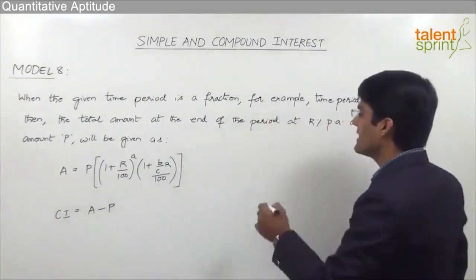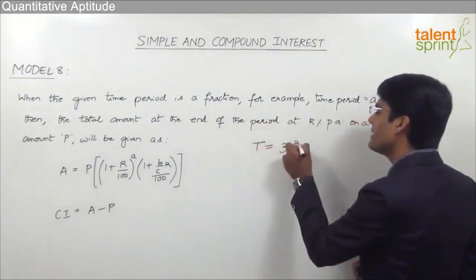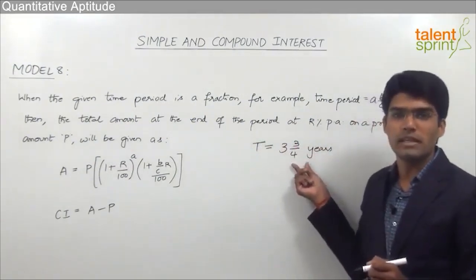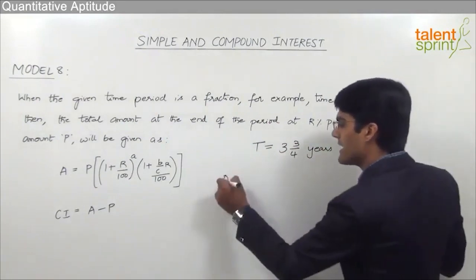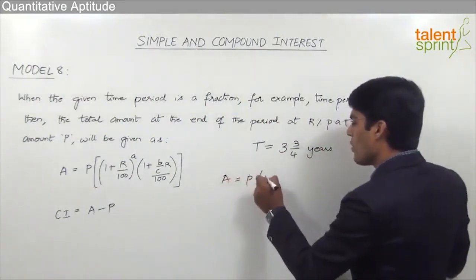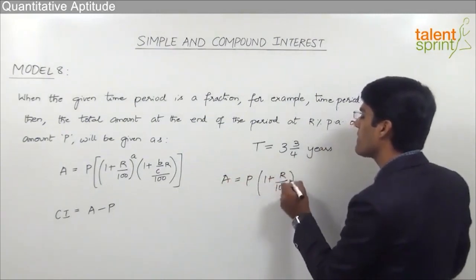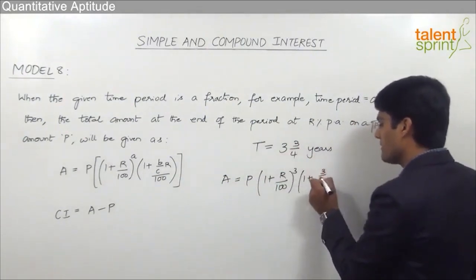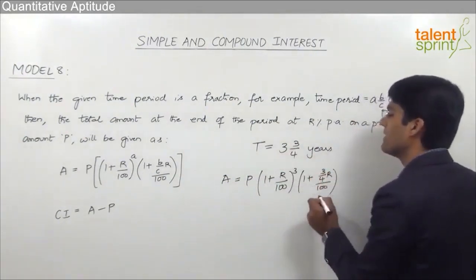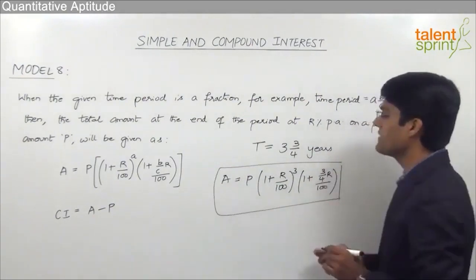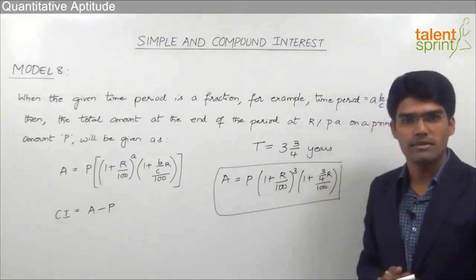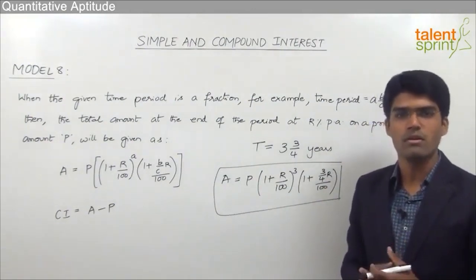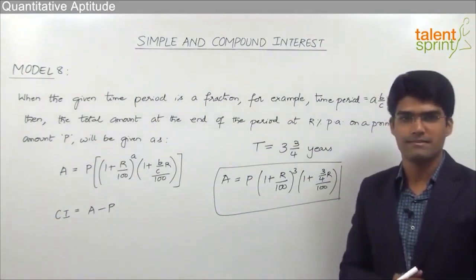For example, let's say that the given time period is equal to 3 3/4 years. As you can see here, this is like 3 complete years and 3/4 of a year. So in such cases, the total amount can be taken as the given principal into 1 plus R by 100 whole to the power of 3. That is nothing but the integer part 3 into 1 plus 3 by 4 times R divided by 100. So from this we can find out the amount, and then when we subtract the principal from the amount, we can get the required compound interest. So this is how we can solve questions related to calculation of compound interest or total amount for a given time, which is in terms of fractions.